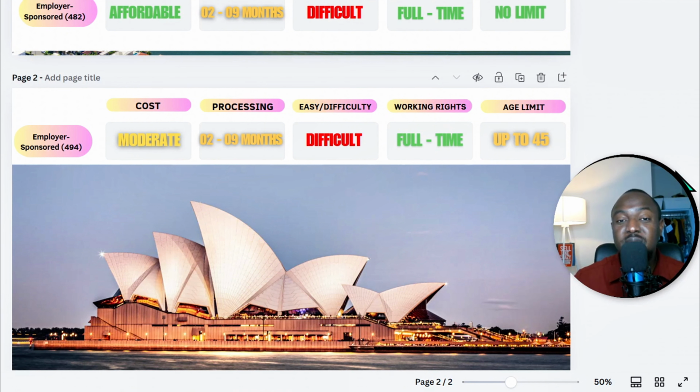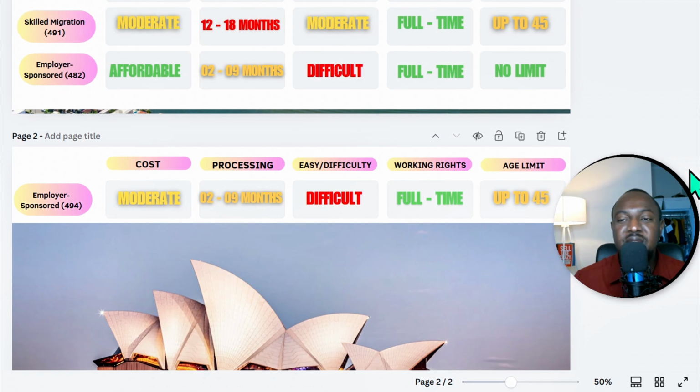Okay. How easy or difficult it is, I'll say it's also difficult. Again, you need to make sure you find an employer that is willing to sponsor you under visa subclass 494. Working rights, you have full-time working rights. Age limit, you have to be up to 45, with the exception of if you are targeting the designated regional areas. Okay, they've got concession, and this is where maybe you can stretch this to be around 50 to 55. Most of the designated areas, if you're around 50 to 55, you'll be able to apply for this visa.